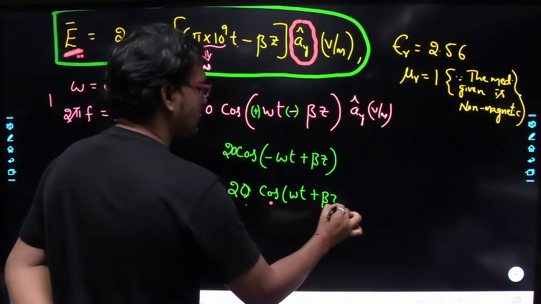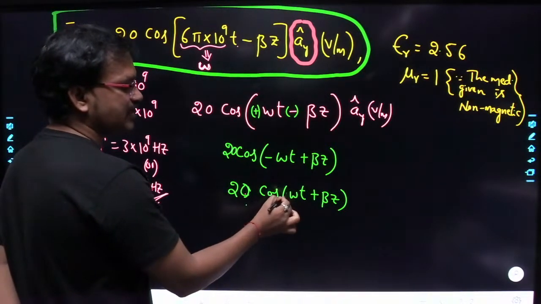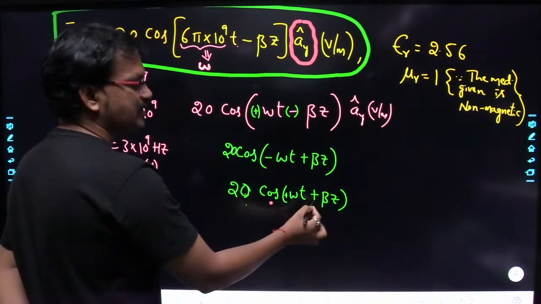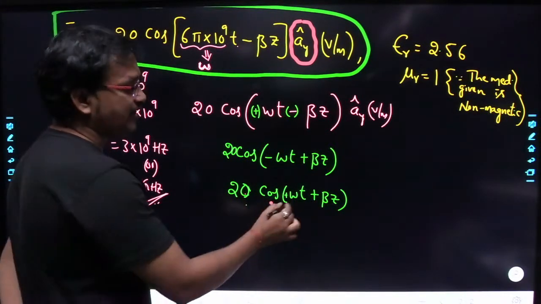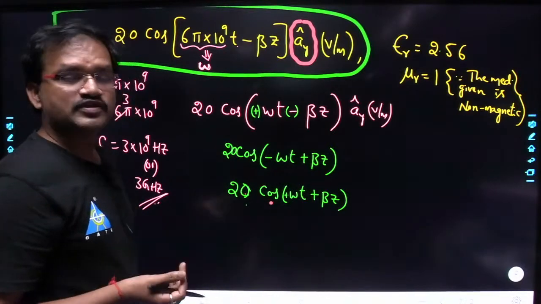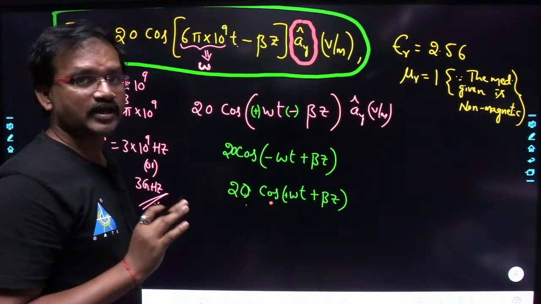Or if they have given like this, let us say 20 into cos of omega t plus beta z. Then if you observe, the polarity before omega t is plus and the polarity before beta z is also plus. So if the polarity is same, then we can say the wave is propagating in negative z direction. Then you have to say the wave is propagating in negative z direction.